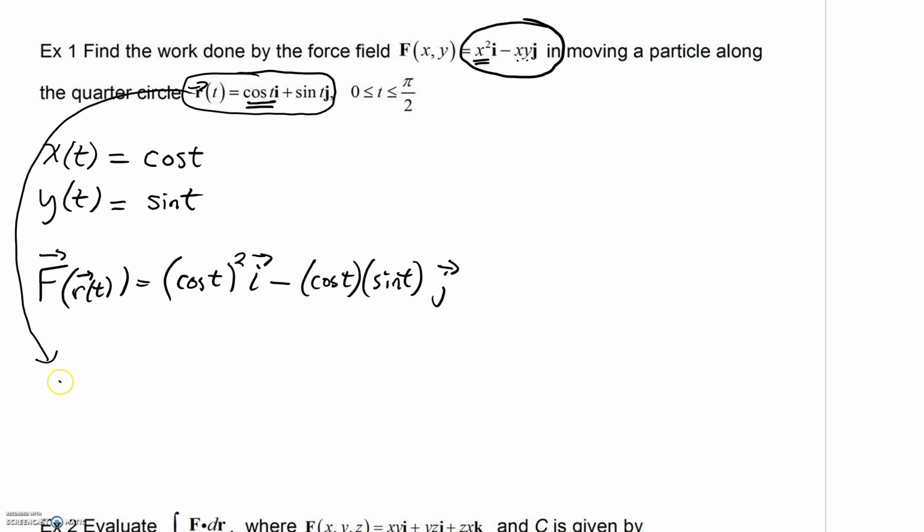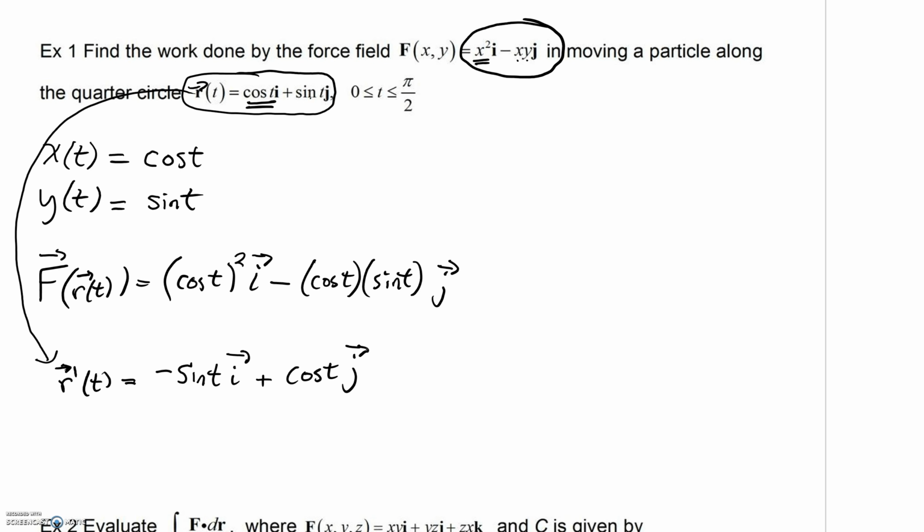Help me out. What's r prime of t going to get you? r prime of t, take your derivative. What's the derivative of cosine of t? We get negative sine of t. And the derivative of sine is cosine. So wow, look at that. Believe it or not, we pretty much are ready to calculate our work.